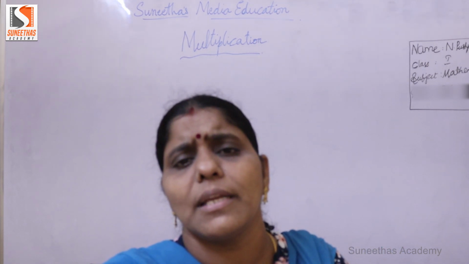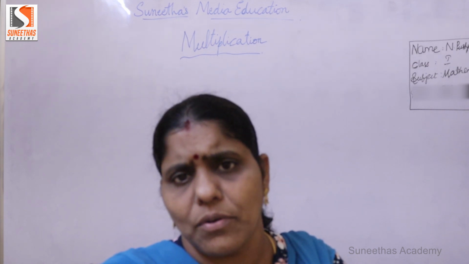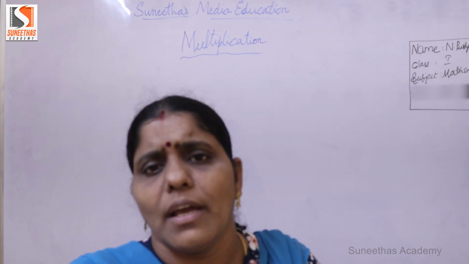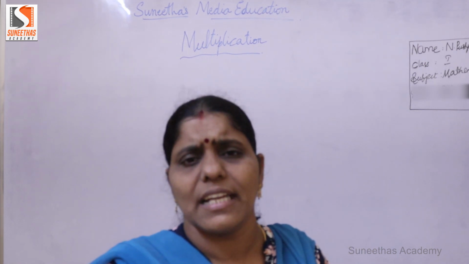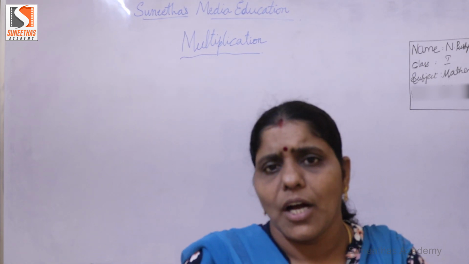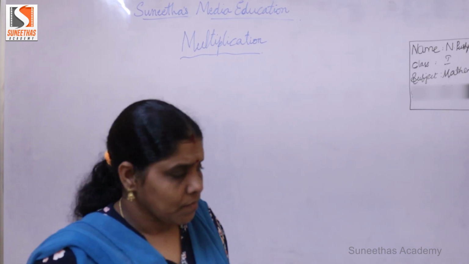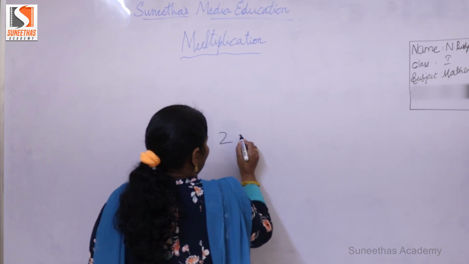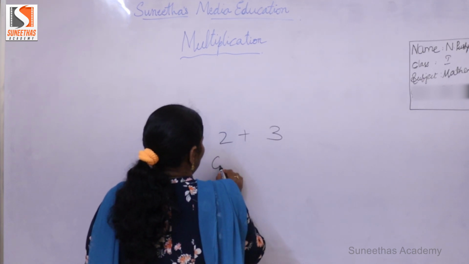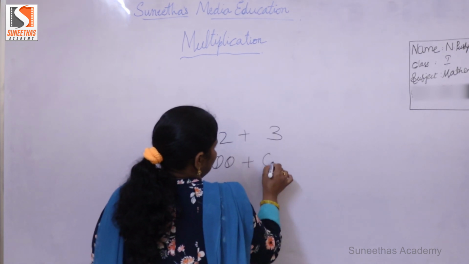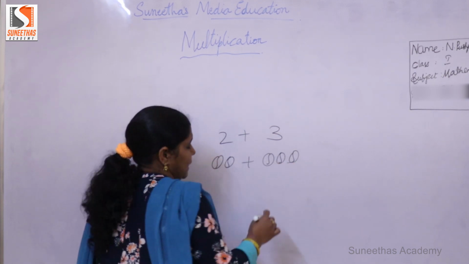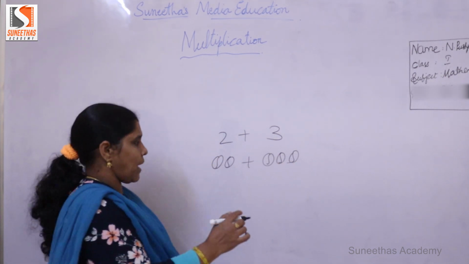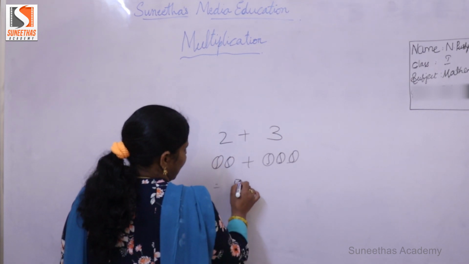Addition means what? Repeated numbers. Putting things together is called addition. Here the multiplication is related to the addition, children. Here 2 plus 3: 2 balls and 3 balls. If we put 2 and 3 together and count 1, 2, 3, 4, 5, it is equal to 5 balls.